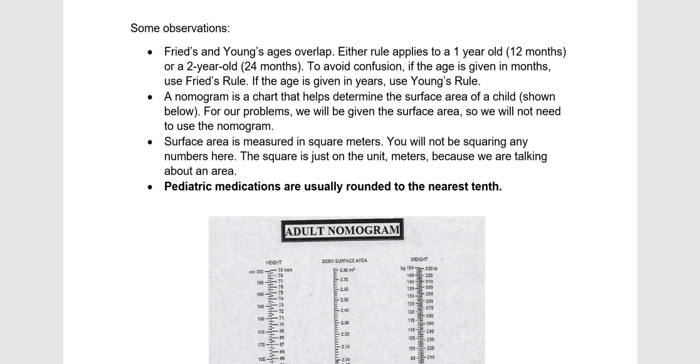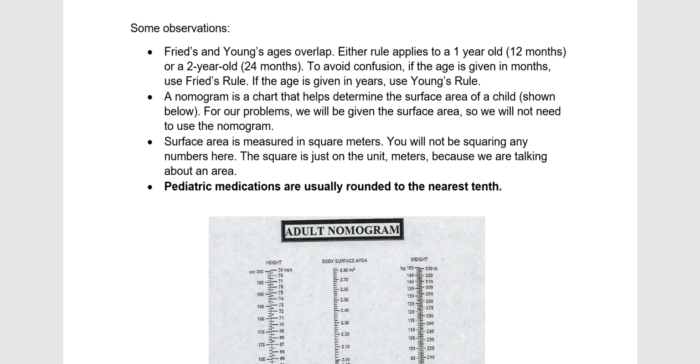But for the sake of doing the questions in this chapter, if the age in the question is given in months, we're going to use Freud's rule. If it's given in years, we'll use Young's rule. So that's for the overlap between 1 and 2 years. If it's in months, we'll use Freud's rule. If it's in years, we'll use Young's rule.